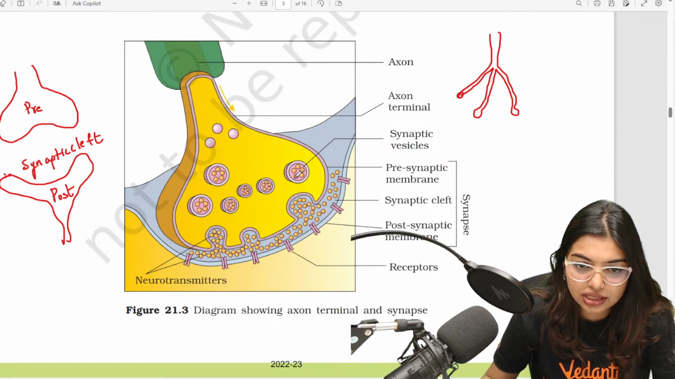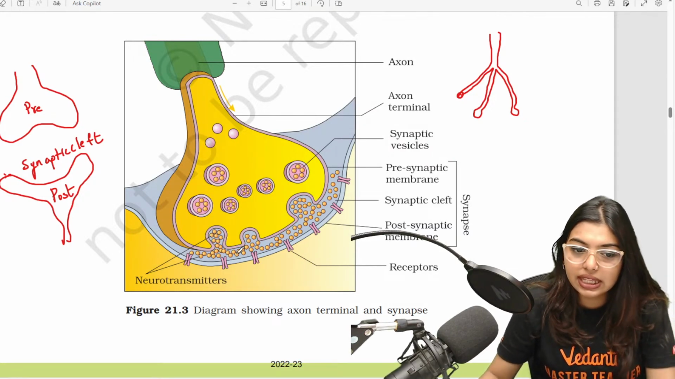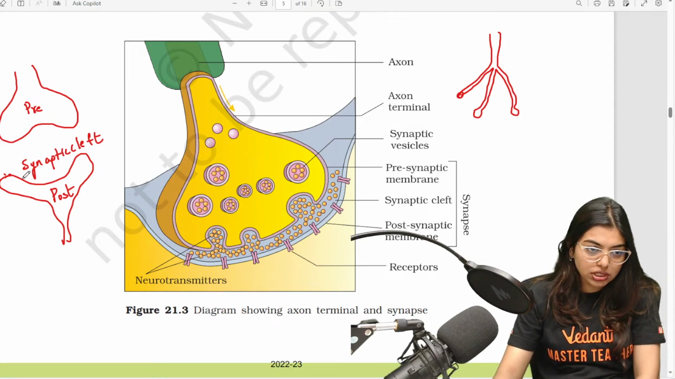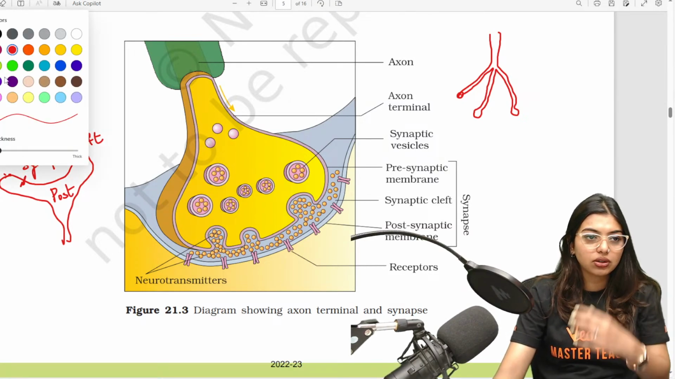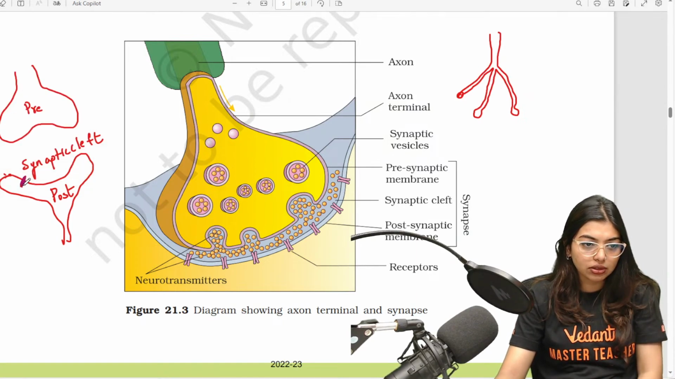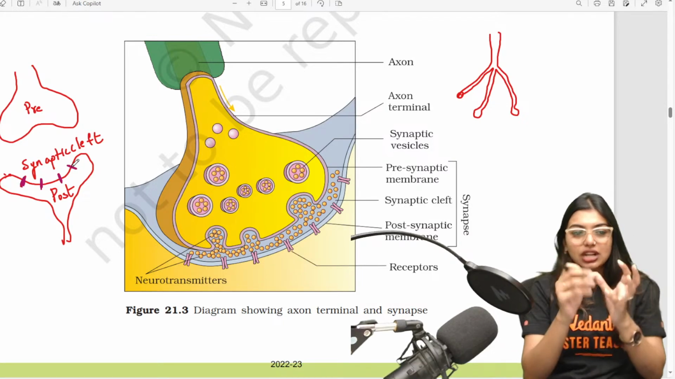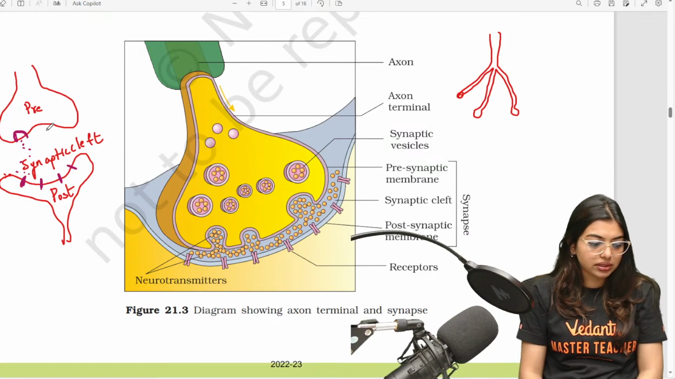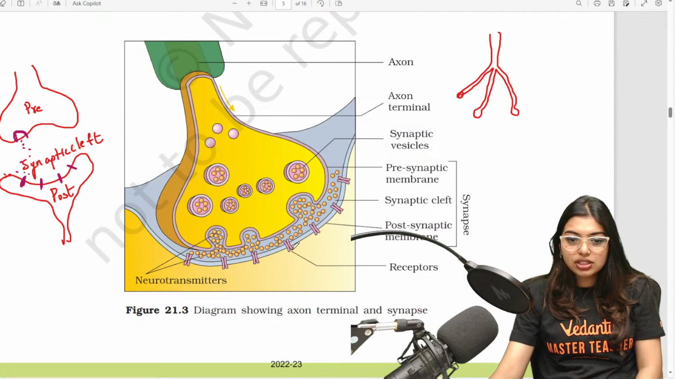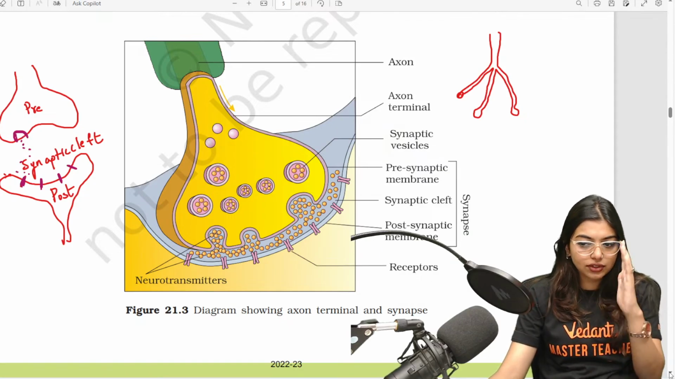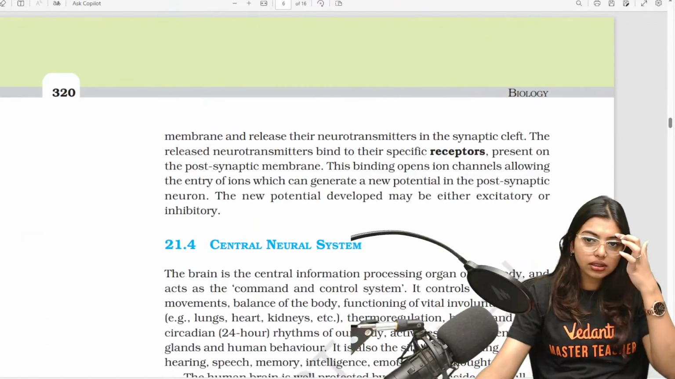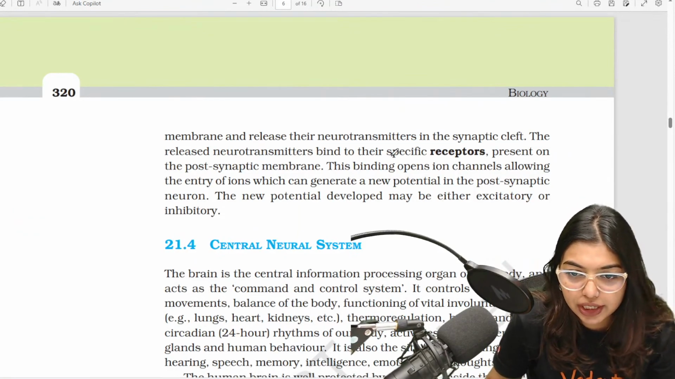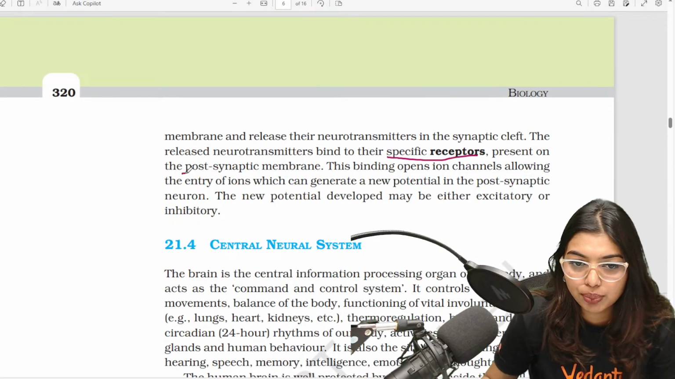Now this is the presynaptic, this is the synaptic vesicle. Inside, the neurotransmitters are there, they will be released, and here on the postsynaptic side there will be receptors waiting to collect this neurotransmitter. They will open like this, get released, and be collected by the receptors. Now these receptors will collect it, and they will take care of the rest of the job. The released neurotransmitters bind to their specific receptors present on the postsynaptic membrane.